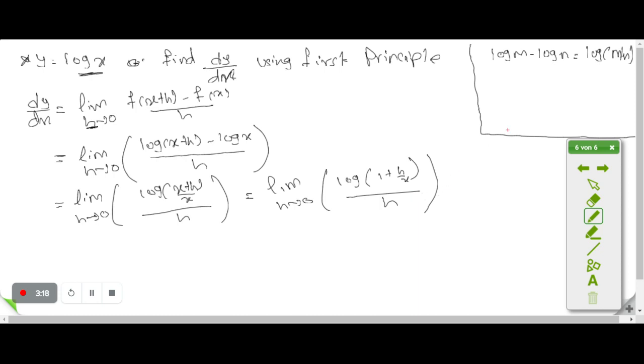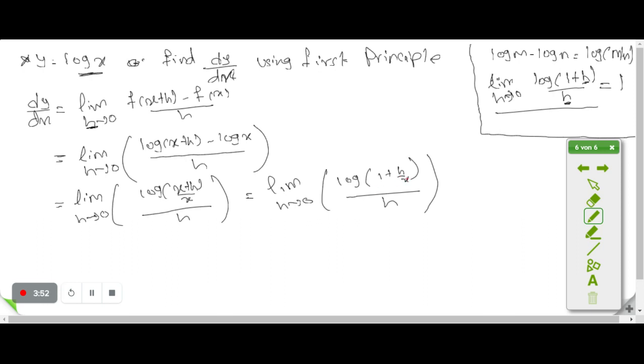But I know that limit of h tends to 0 of log of 1 plus h upon h is equal to 1. This is by formula. It says that limit of h tends to 0, whatever variable or constant you have here, log of 1 plus h upon h is equal to 1. Remember that this h and this h are the same.